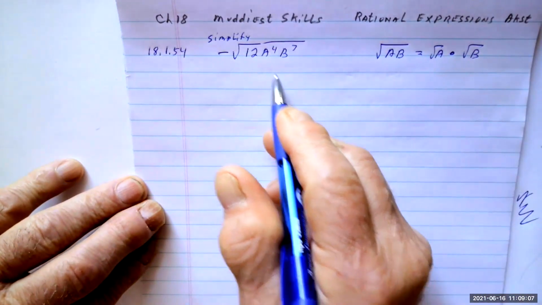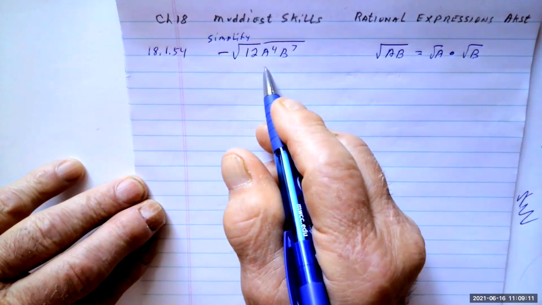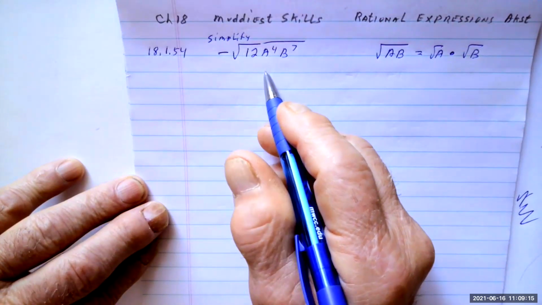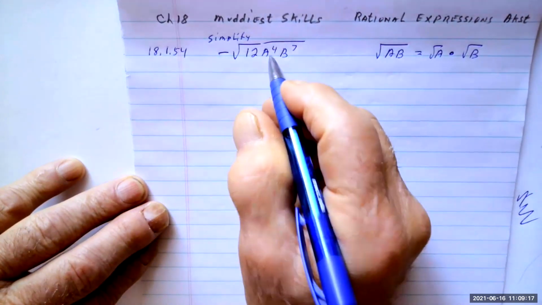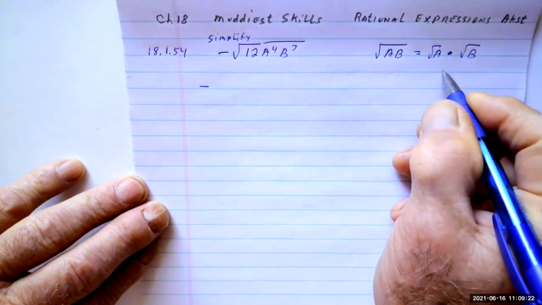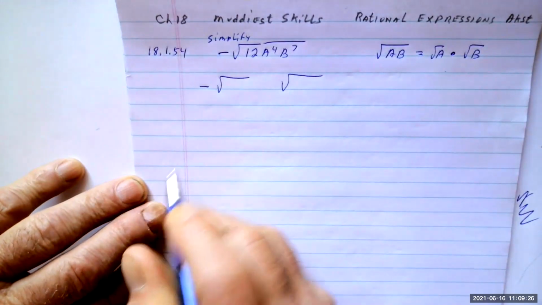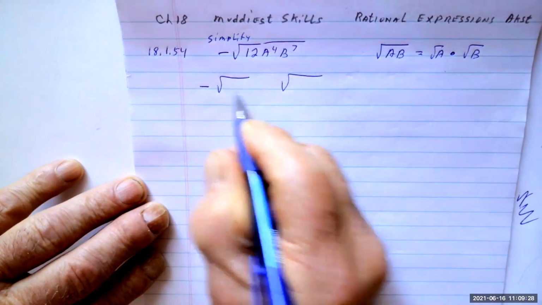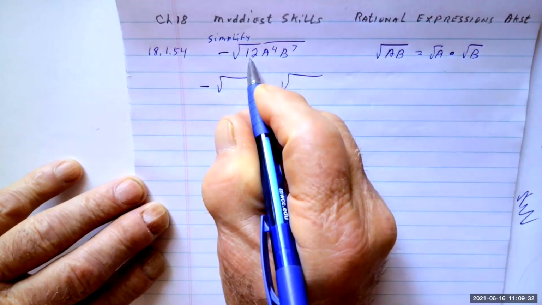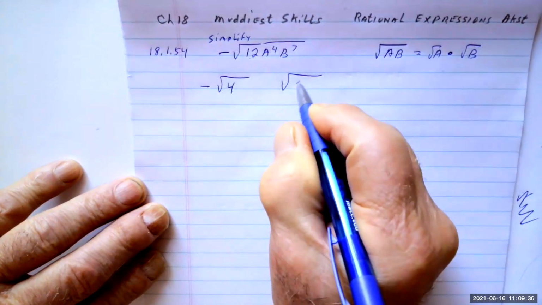Now, the rule for radicals is leave no perfect square underneath the radical. If we can take the square root of something, we need to extract it. So I'm going to separate this radical into two radicals based upon this rule on the right. And I want to put all squares in the first radical and the non-squares in the second radical. Well, if I look at 12, 12 factors into 4 times 3. 4 is a square, 3 is not.